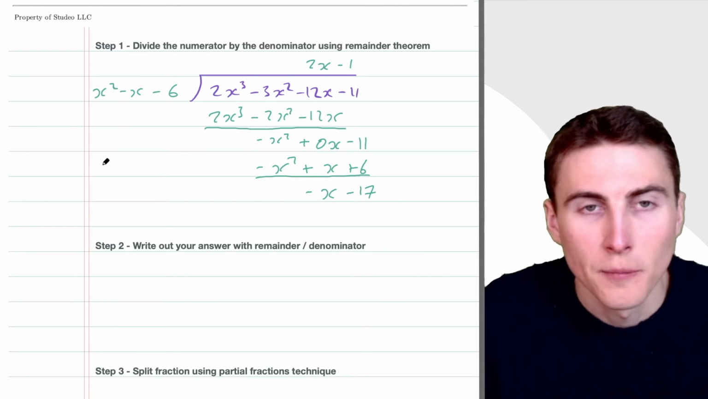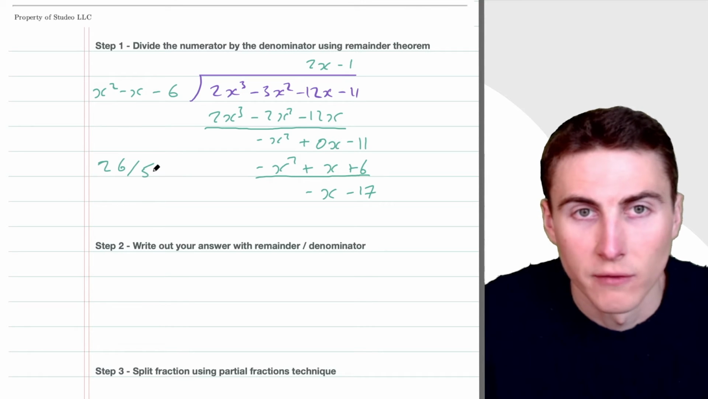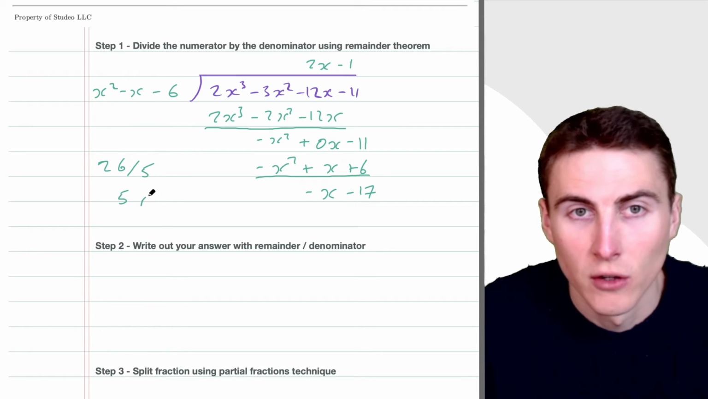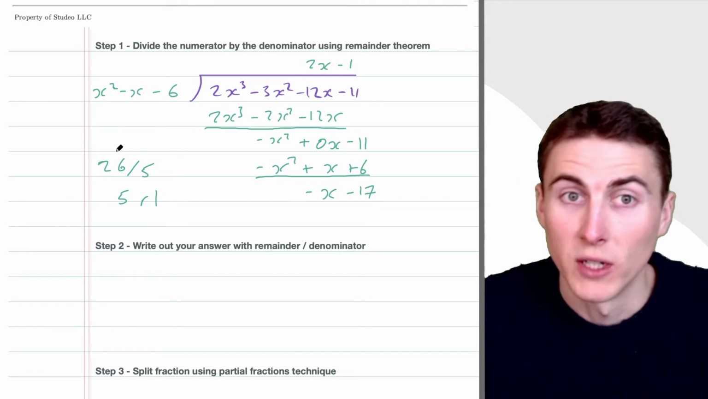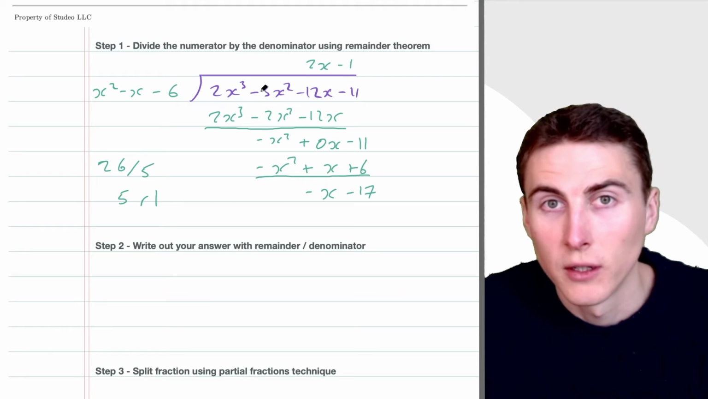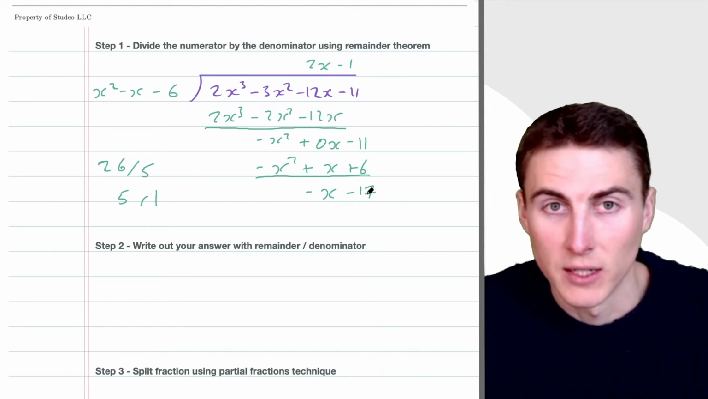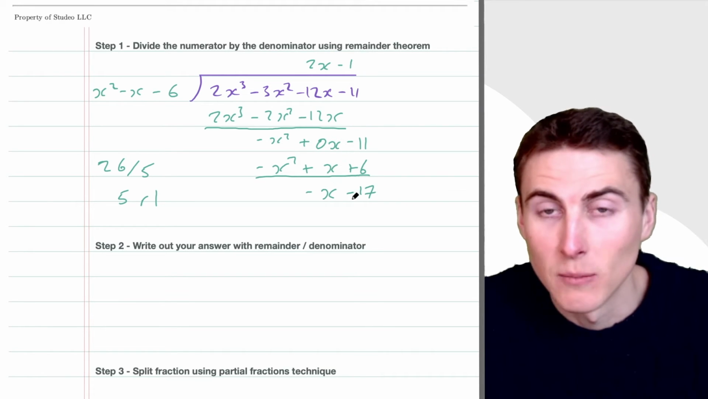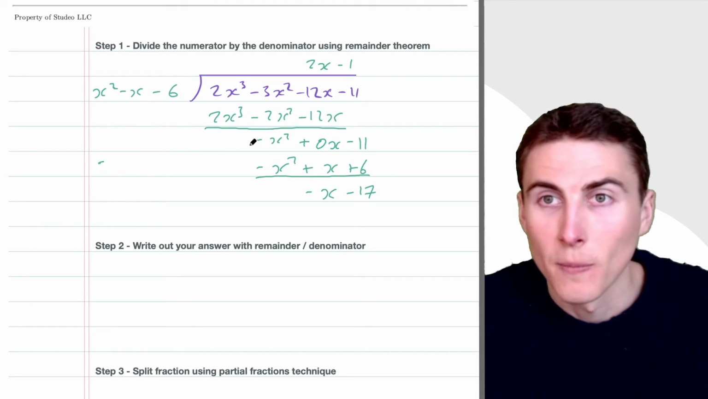Just to give you an example, it's like if we did 26 divided by 5, and we found out that the answer was 5 remainder 1. So 5 goes into 26 five whole times, just like in our case, 2x minus 1 went into our numerator that many times, but there's a remainder of 1. In our case, the remainder is minus x minus 17. This bit hasn't been divided by the denominator yet. So we just get rid of that.